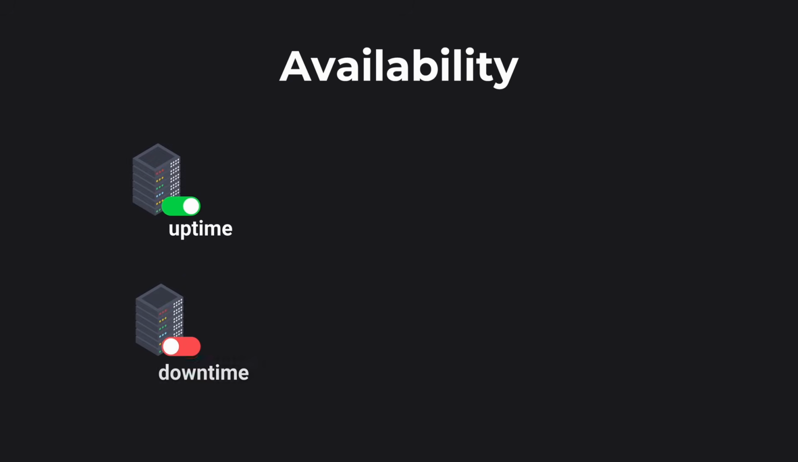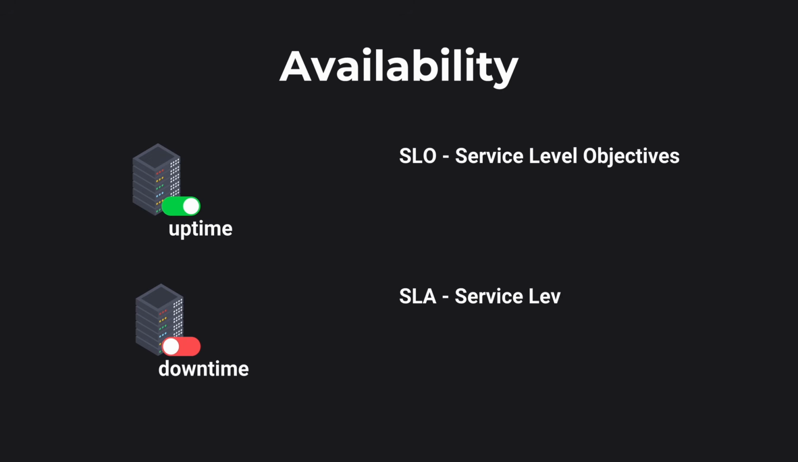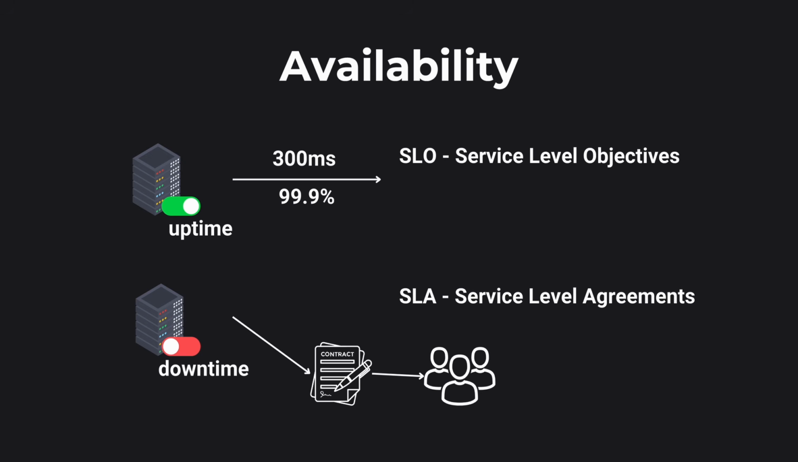We often measure it in terms of uptime and downtime, and here is where service level objectives and service level agreements come into play. SLOs are like setting goals for our system's performance and availability. For example, we might set an SLO stating that our web service should respond to requests within 300 milliseconds 99.9% of the time. SLAs, on the other hand, are like formal contracts with our users or customers. They define the minimum level of service we are committing to provide. So if our SLA guarantees 99.99% availability and we drop below that, we might have to provide refunds or other compensations to our customers.